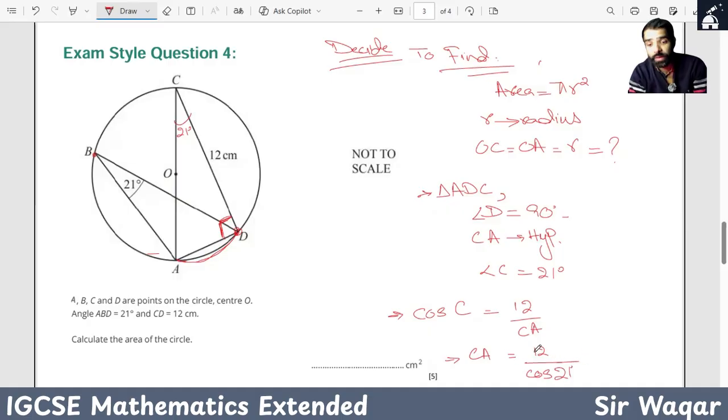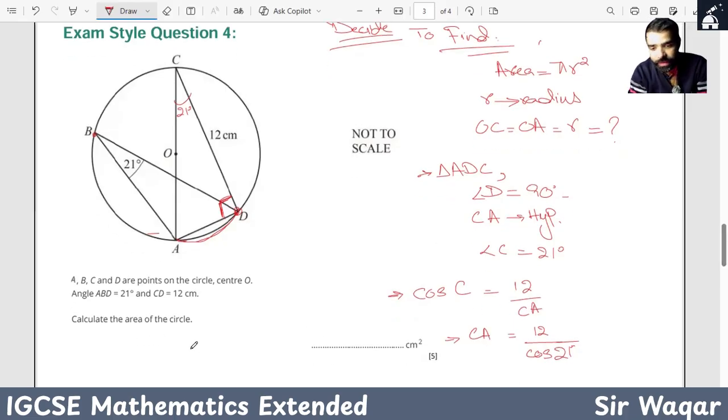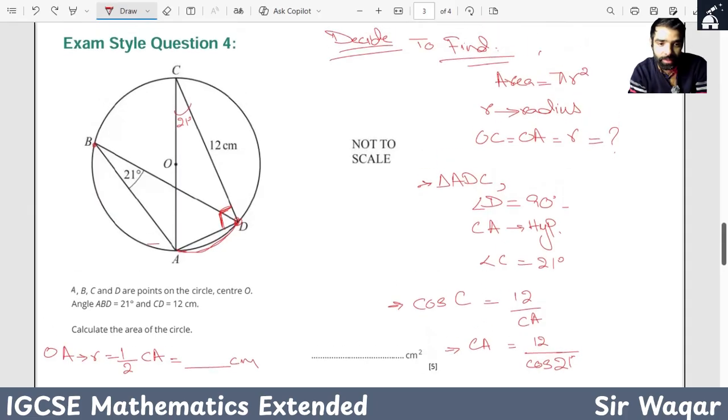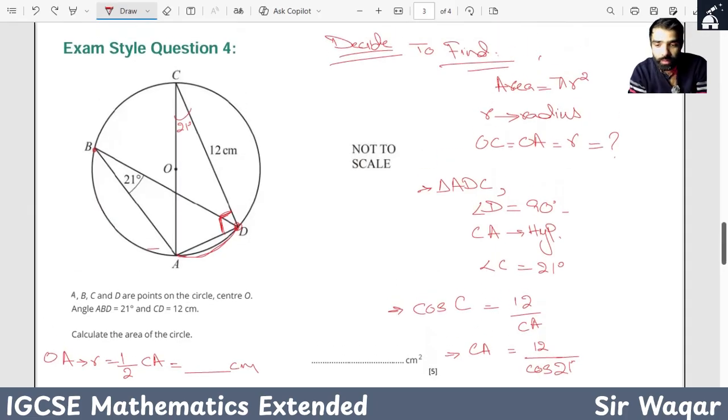Make sure your calculator is in degrees mode, because in circle theorems we will mostly be dealing with angles in degrees. Then we will find CA from here, and half of CA is the radius, OA or OC. We will find the radius from here, R's value in centimeters. Then we can use the area formula, pi r squared, to find the area. So this is a multi-step question. We are using trigonometry plus circle properties or circle theorems.